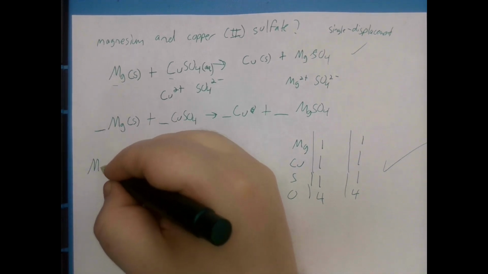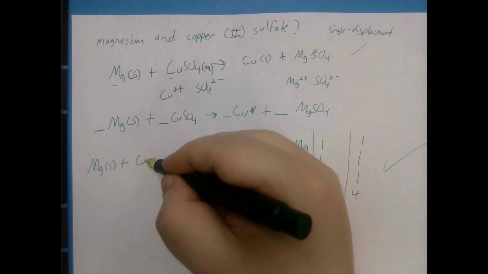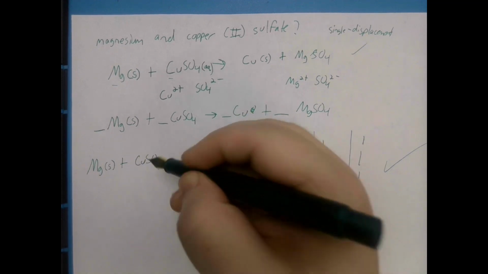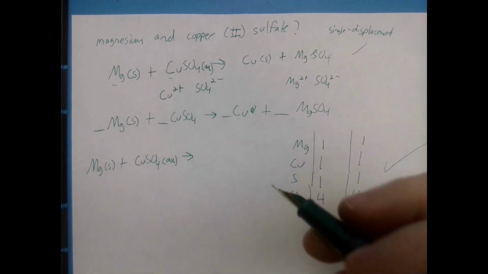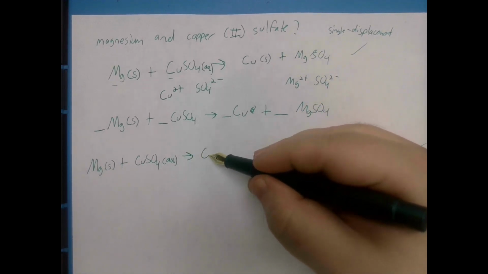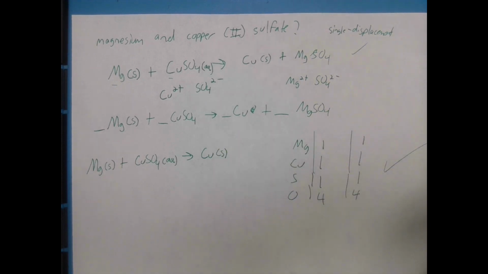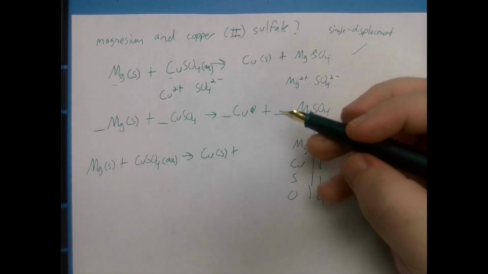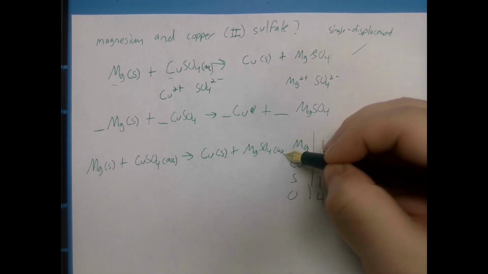So our equation is magnesium, which is a solid, plus copper sulfate, which will be aqueous because it's being dissolved in water. Then we have copper, which is a solid, plus magnesium sulfate, which is aqueous.